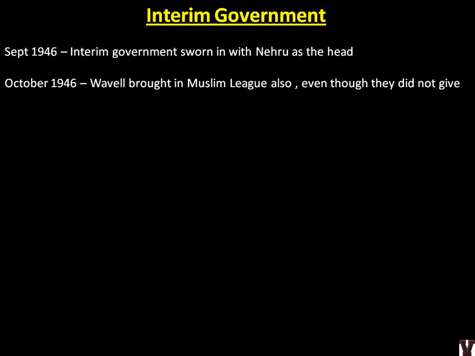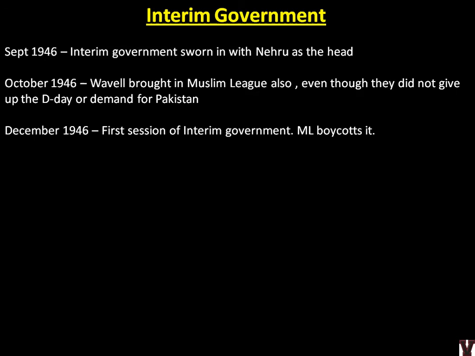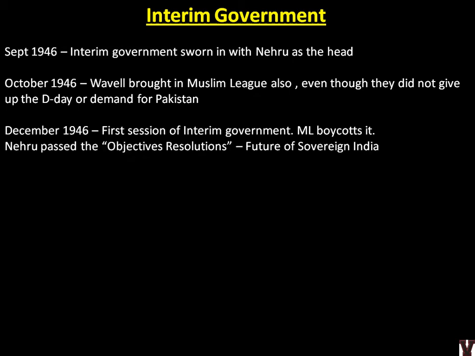October 1946, Wavell now secretly brings the Muslim League also inside it, even though they did not give up the D-Day or demand for Pakistan. So they are still stern in what they wanted, but Wavell tried unifying both of them by bringing them into the interim government. December 1946, the first session of the interim government was supposed to happen, but the Muslim League boycotted it. They did not attend it. They did not come for any discussions or meetings.